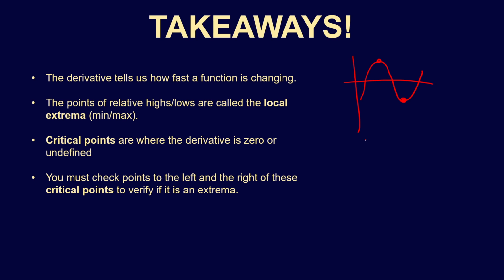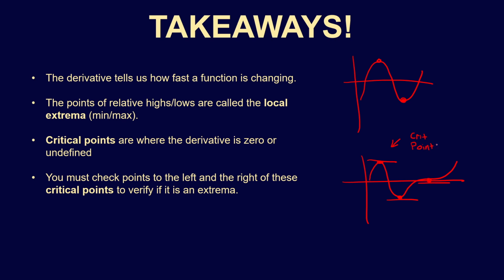Third point, and this is the really important one. The critical points are where the derivative is equal to 0. For example, the derivative is 0 here, the derivative is 0 here, and the derivative is 0 here. So we would call these the critical points.